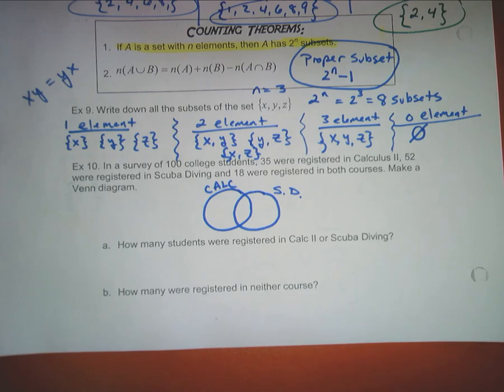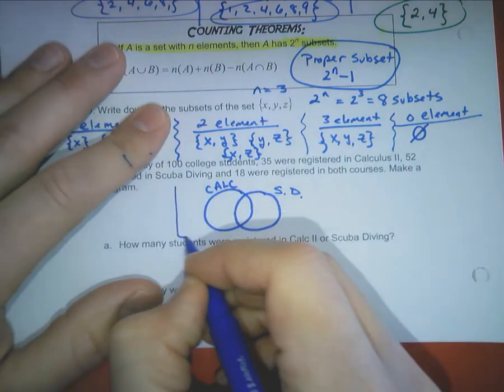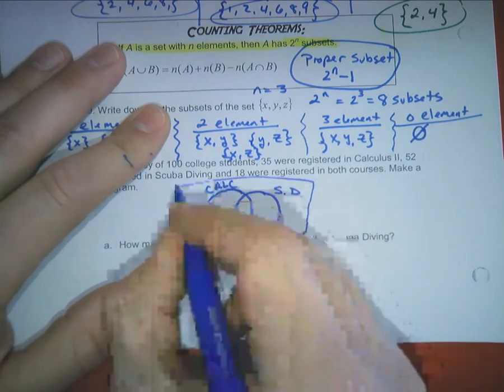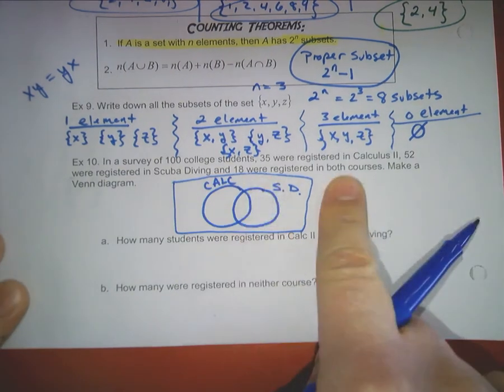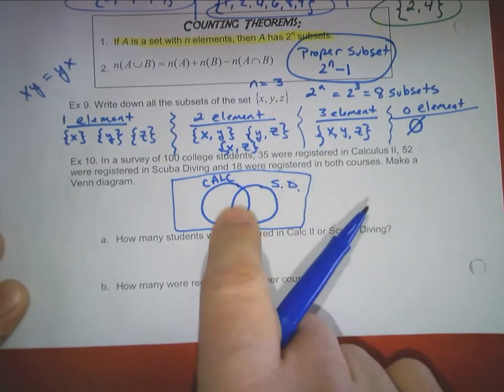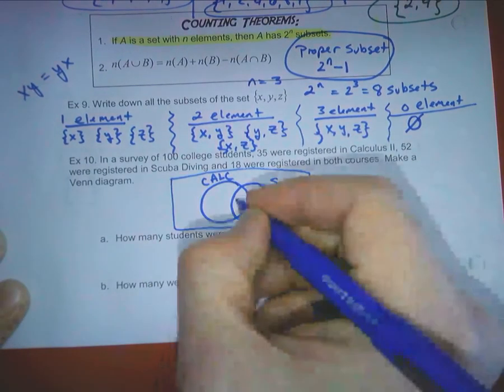Beautiful thing. All right, so I'm making a Venn diagram here, okay? I have 100 total students, right? That's going to be my universal set, 100 students. So you can make a little box on the outside here for how many total there were. There were calc students, there were scuba diving students, and it says 18 were registered in both courses. Well, that's the middle part, right? That's the overlap. That's 18 right here.